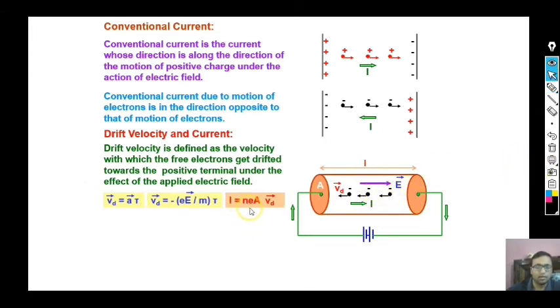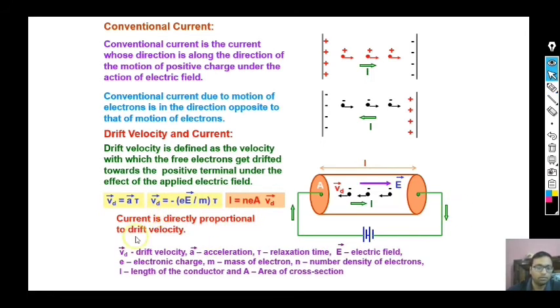So your current will be given by the following formula, that is I equal to n e A vd. And you can understand in this formula that this current I is directly proportional to the drift velocity. You get this expression after solving this portion.